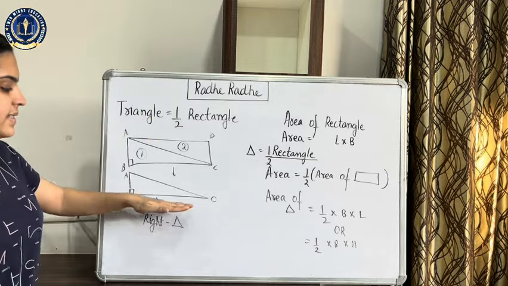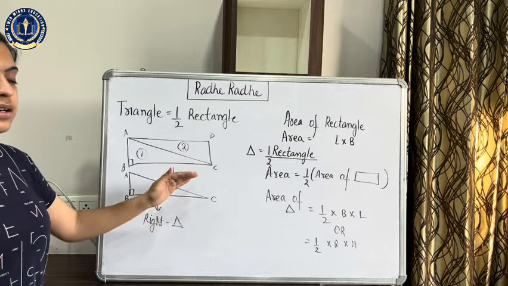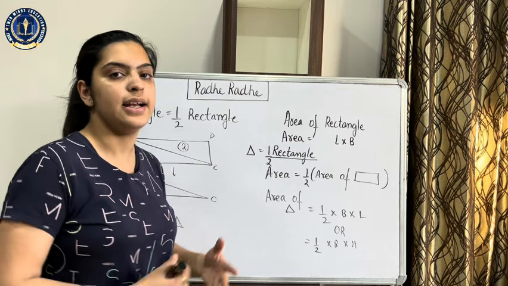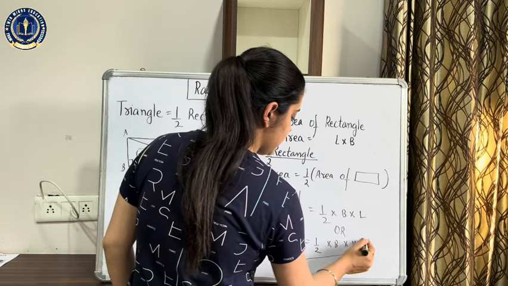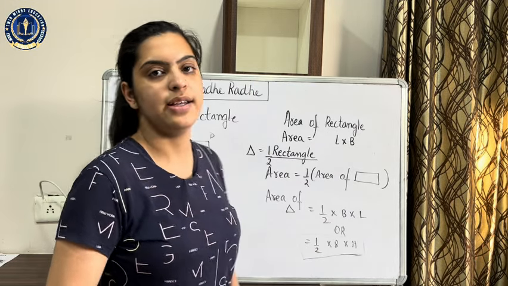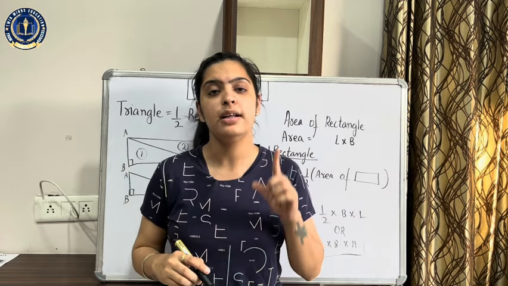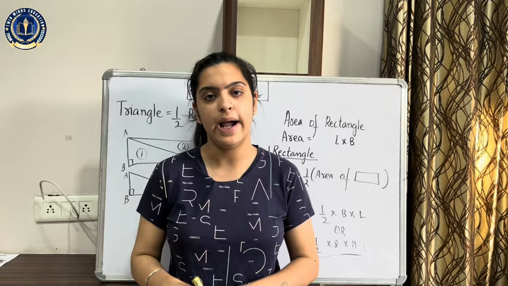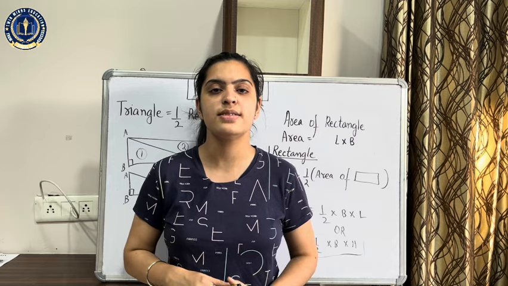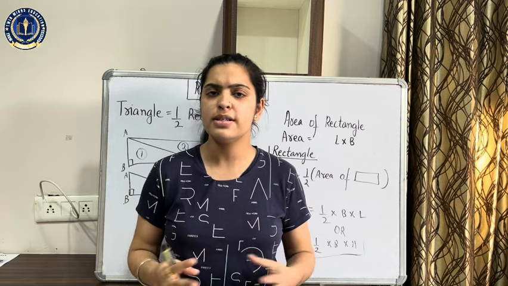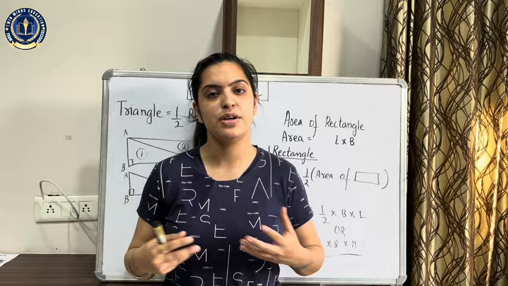How? Base is this and height is this, which were breadth and length in rectangle. In triangle, they become base and height. And hence, we got our area of triangle, that is half into base into height. So this is the area of a right angle triangle. Now we'll start with some real life examples, or you can say realistic word problems, which will help you to learn this concept in a better form.